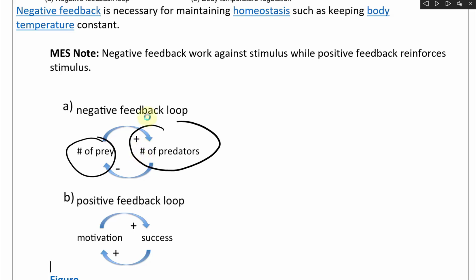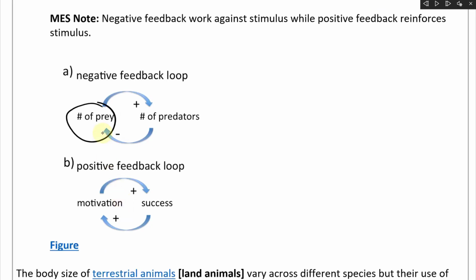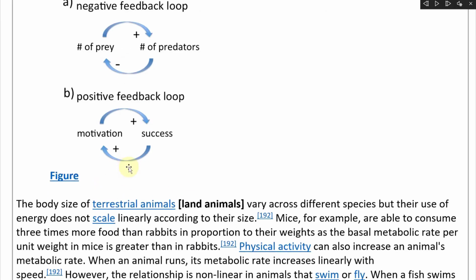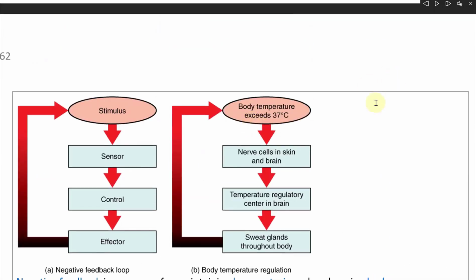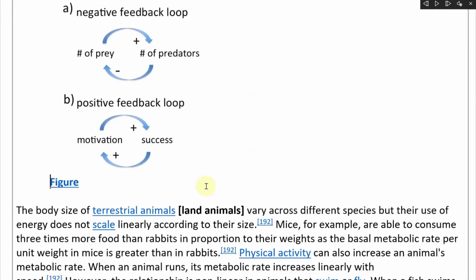Now if you look at a positive feedback loop, it's this one here. It's a pretty good example. If you have an increase in success, you'll have an increase in motivation. And if you keep getting more success, you're going to keep being motivated. So you have a positive feedback loop. It does not want to stop, which is very interesting. As opposed to this, negative feedback: the temperature is too high, you want to fix that up. If it's too low, you want to fix it up.